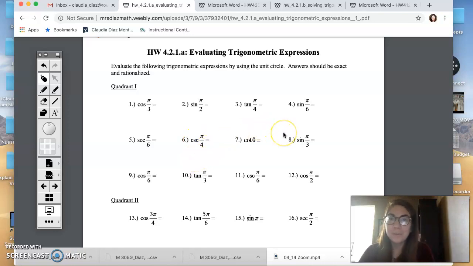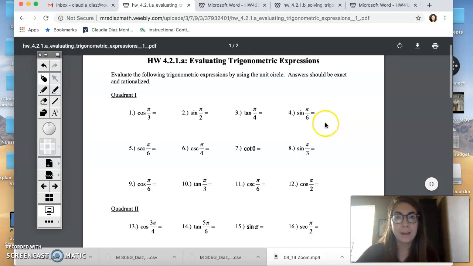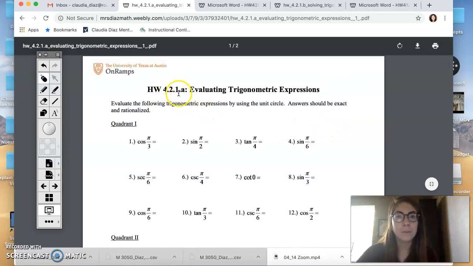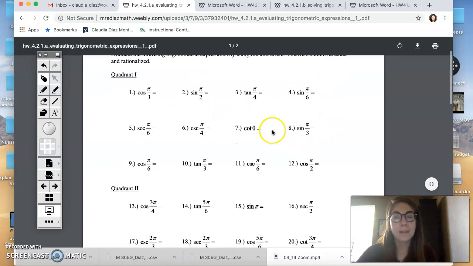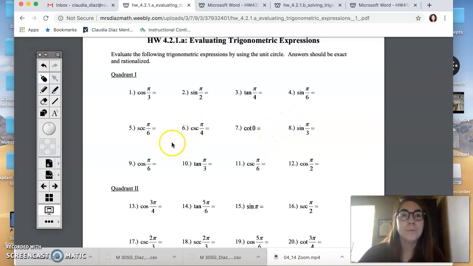I want to go over some of the topics from Unit 4A. I want to do a little review because we have our final coming up. So let's take a look at some of our homework assignments from 4A. Right now I have homework 4.2.1A open, and this is all about the unit circle. So we got to go back and remember the unit circle.